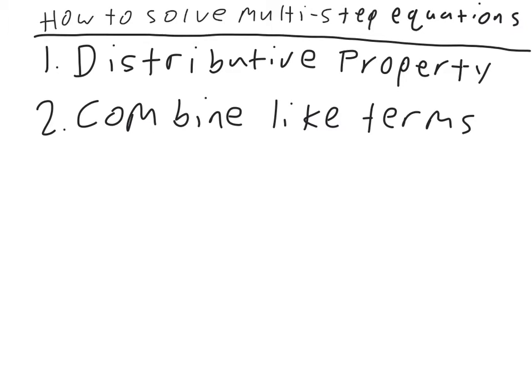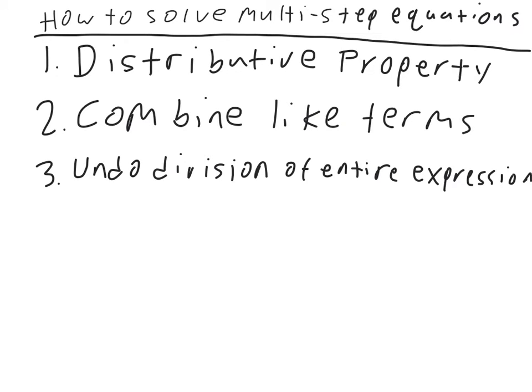And remember, you can only combine the variables that are exactly the same together, so you can only combine x's together, and you can only combine numbers together, so you can't combine a number and x. So if you have 5x plus 3, those can't combine and they have to stay apart like that.